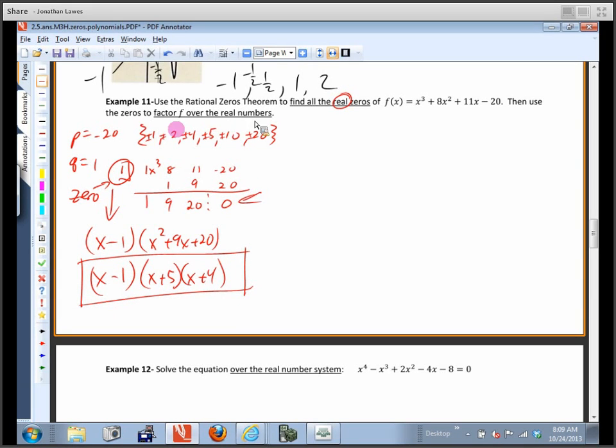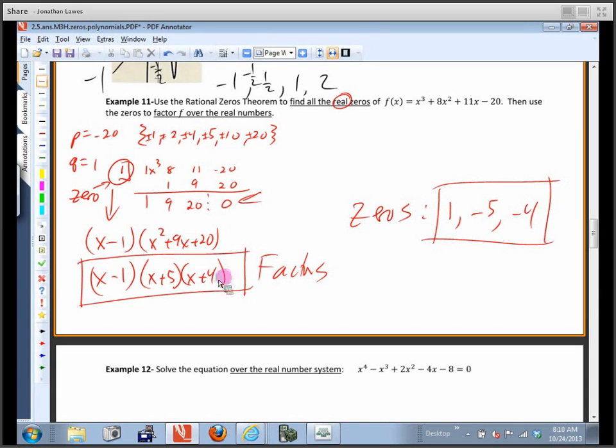Remember it said factored over the real numbers? Did we just factor it using real numbers? We did. So these are the factors. What are the zeros? What's the 0 that comes from this factor? 1. From here, negative 5. And from here, negative 4. Okay? So here are the zeros. There are the factors. Are all of these zeros in our list of possible rational zeros? They are.